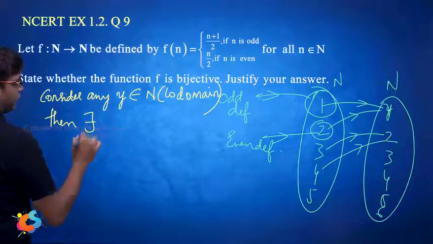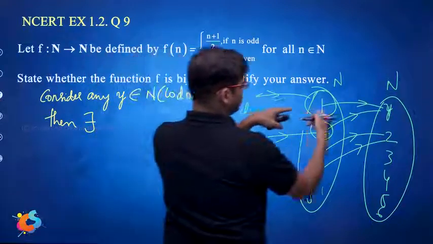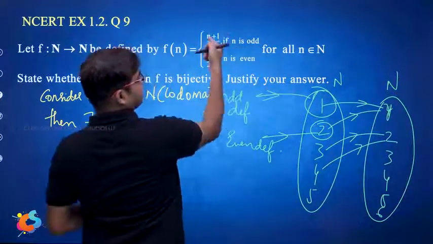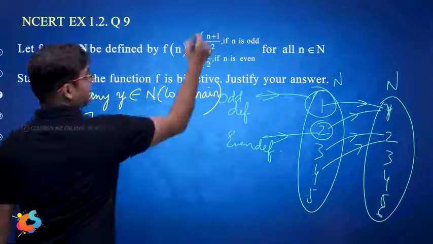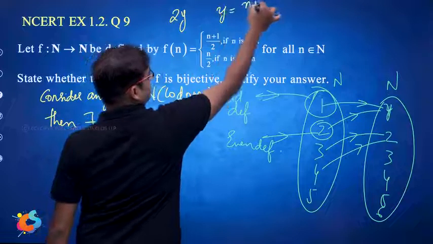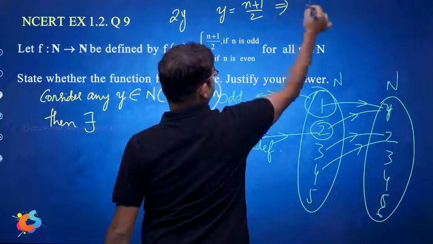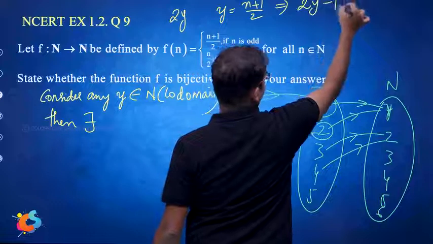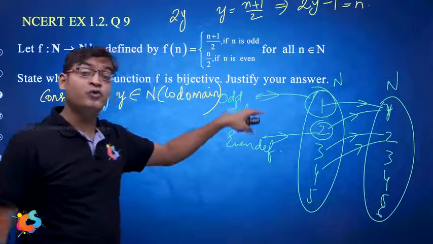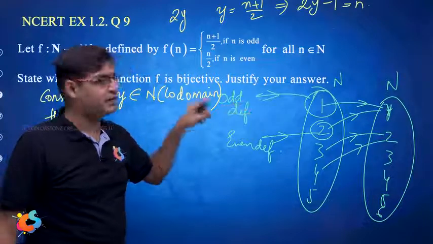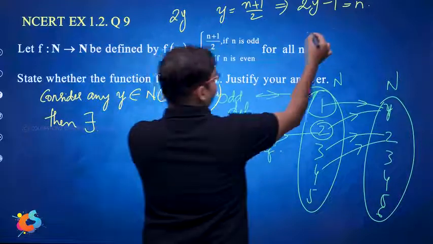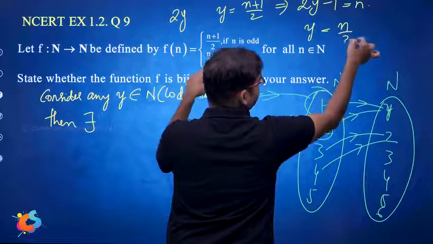there exists. Okay. So now what is happening here? For y, if it is an odd number, then what is the corresponding value of x here? 2y, because y is equal to n plus 1 by 2. Implies n is how much? 2y minus 1 is equal to n. So corresponding to y, there is 2y minus 1 in our domain, right? Not only 2y minus 1, there is other one also. Okay. So for y, we have n by 2 also.